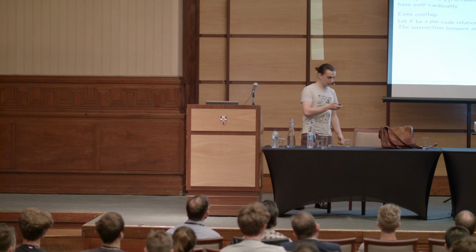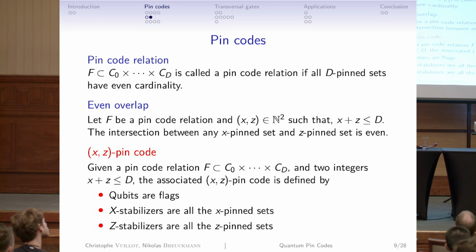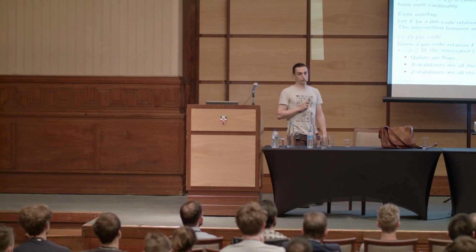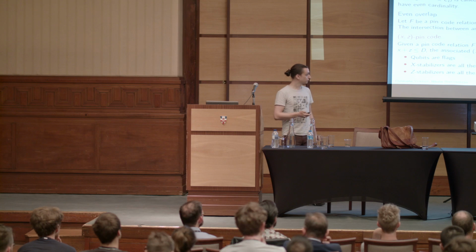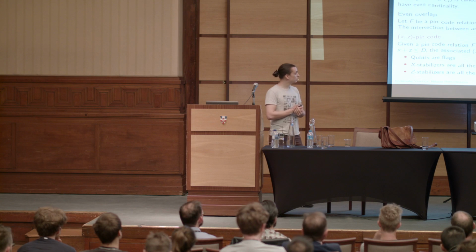So now I'm sort of trying to give it away. Given such a relation, how do you put a code on it? The idea is to pick two integers X and Z, which are no greater than D. Then for each flag in the relation, you associate a qubit. The X stabilizer generators are given by all the pin sets where you pin X levels, and the Z stabilizer generators are given by all the pin sets where you pin Z levels. If this relation has this property, we just showed that these are going to commute. So it's a valid CSS code. This is the definition.